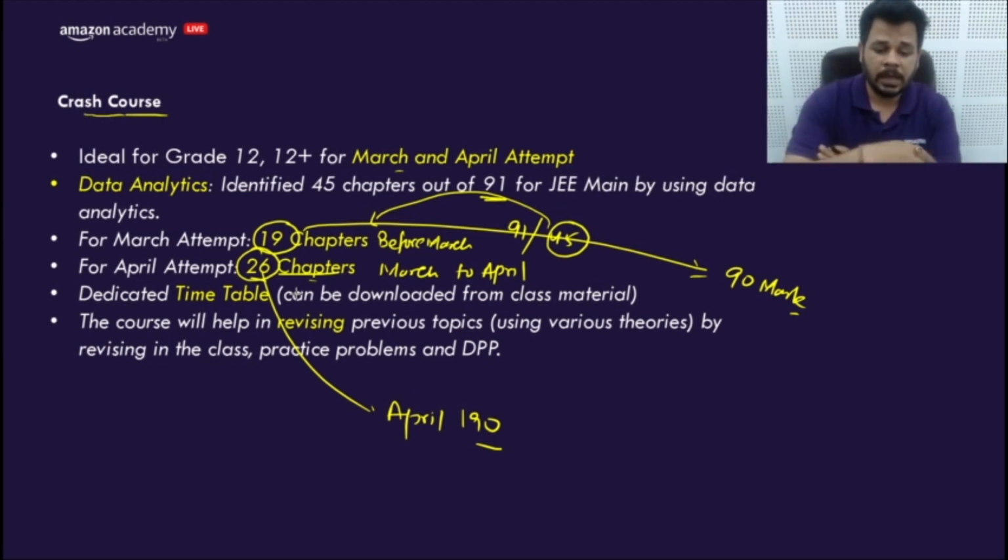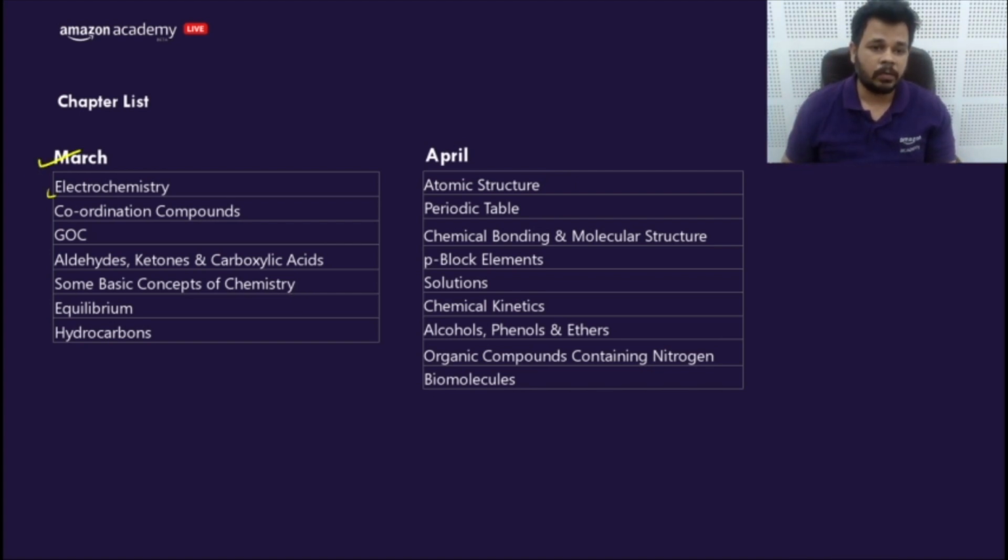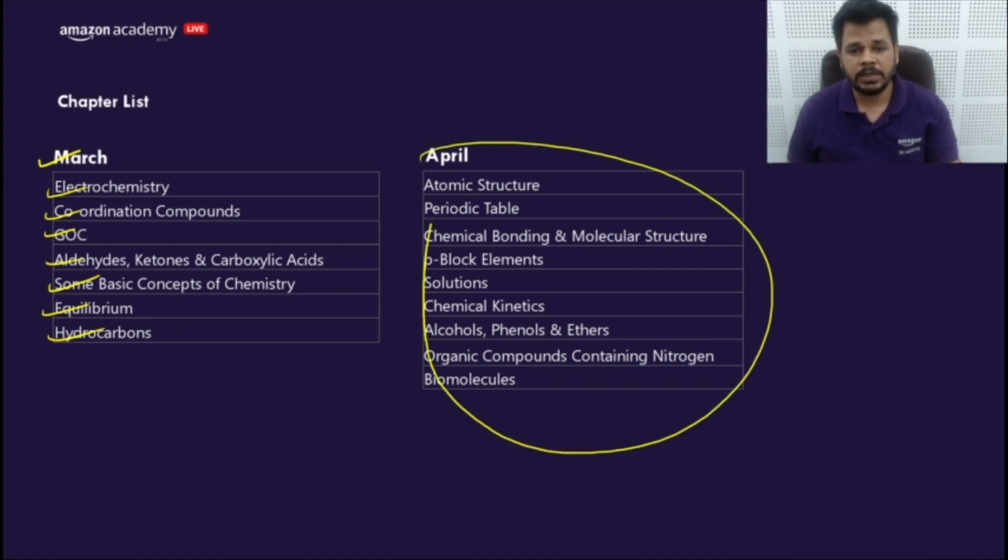This is our research which we conducted on about 62 JEE Mains previous papers. So we are going to study in March electrochemistry, coordination, GOC, aldehyde, ketone, carboxylic acid, some basic concepts of chemistry, equilibrium and hydrocarbon. The remaining chapters will be taught between March to April.